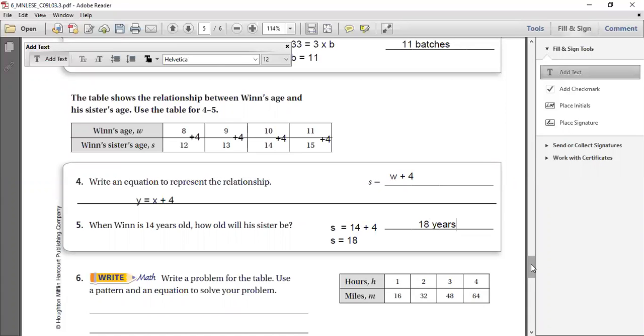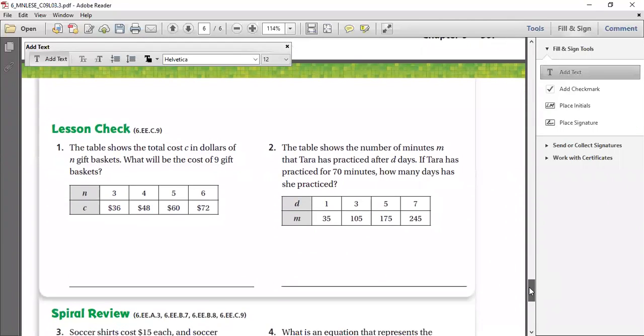Now moving to the next page, question number 1 and 2. The question says, the table shows the total cost C in dollars. So C is going to be the total cost, which is also Y, right? And N gift baskets. So the number of gift baskets is N. What will be the cost of 9 gift baskets? So first, of course, we need to have a formula. Without a formula, we cannot do anything.